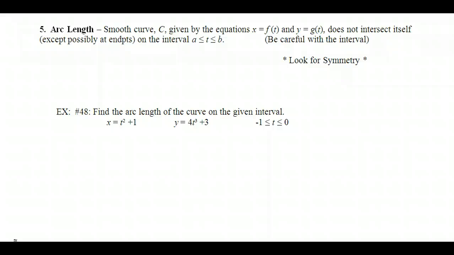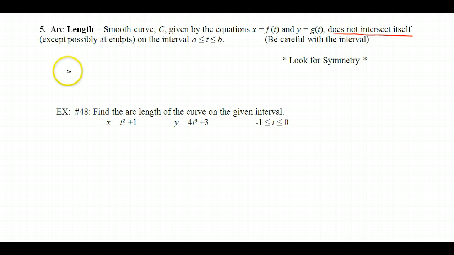So we have arc length. Obviously with the arc length, we have a smooth curve C given by these equations. We already learned arc length, and we know that that deals with integration. So obviously this is how parametric equations deal with integration. We have our two equations, x equals f of t, y equals g of t. Your smooth curve, though, cannot intersect itself, except for possibly at your two endpoints, so where you start and stop. But that is part of the rules here, that your curve cannot intersect itself except for at the endpoints.